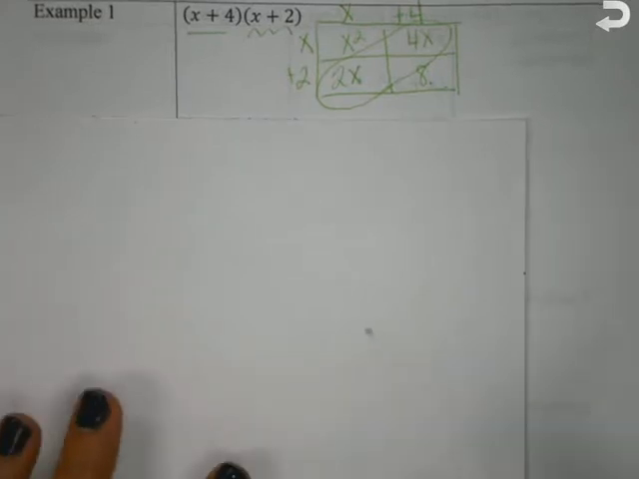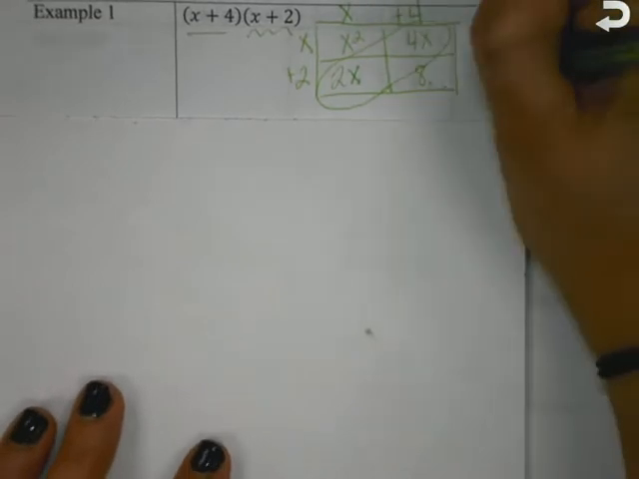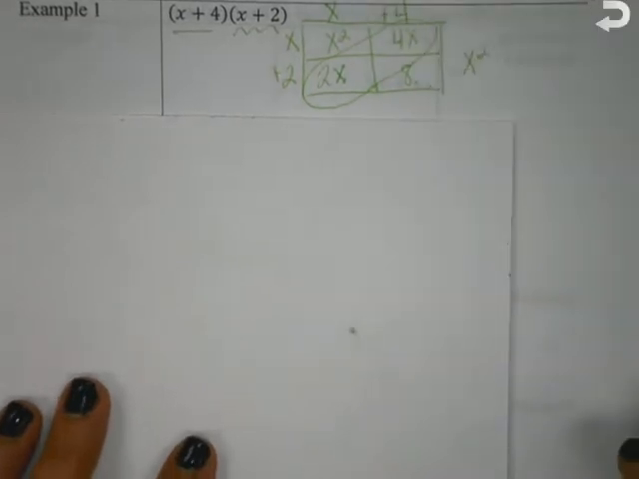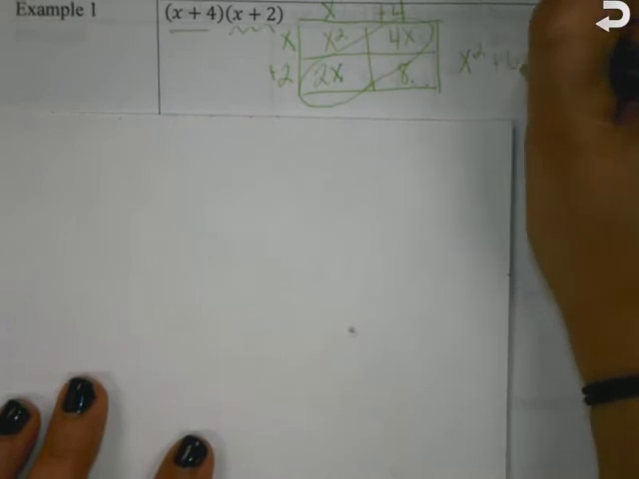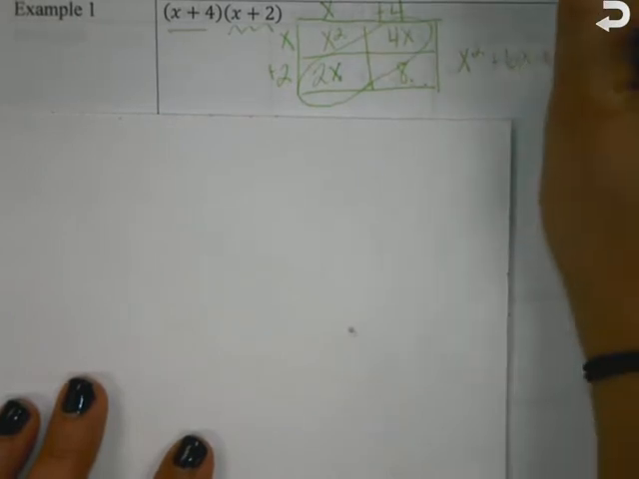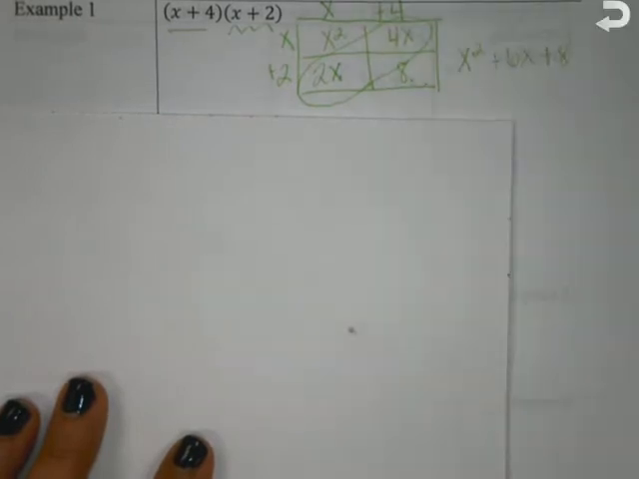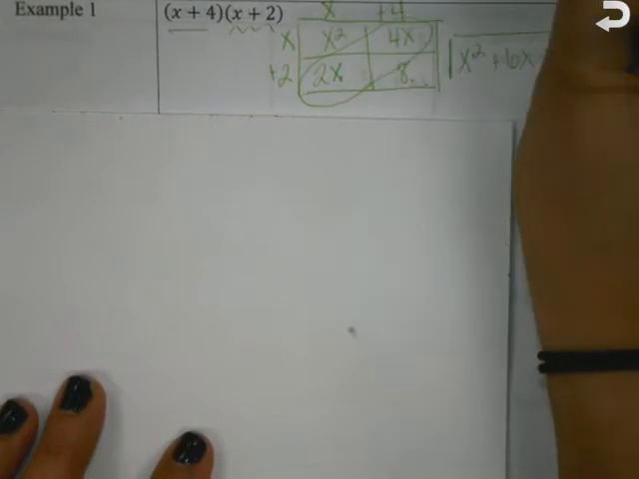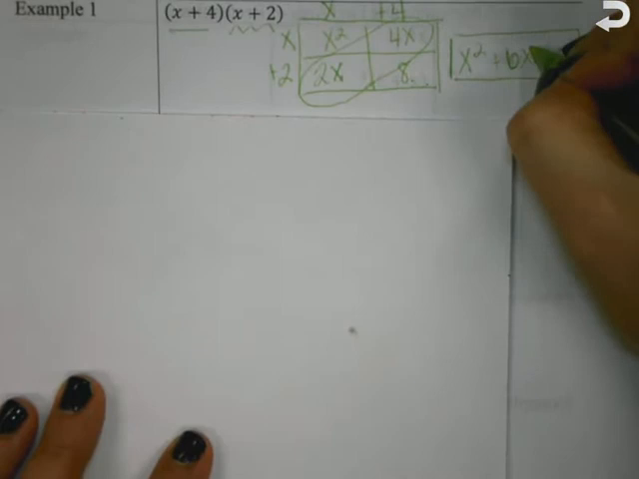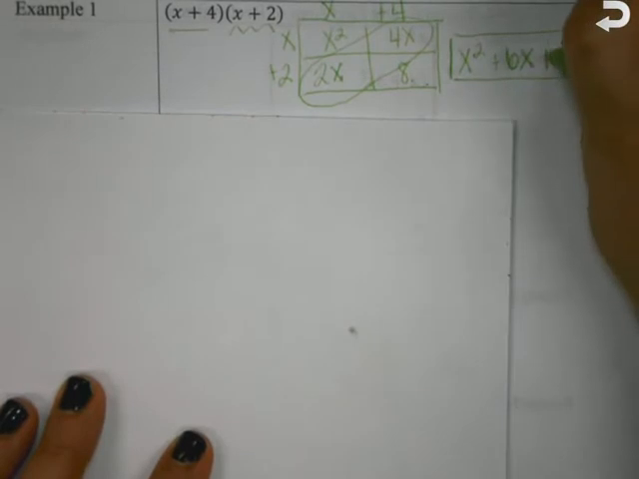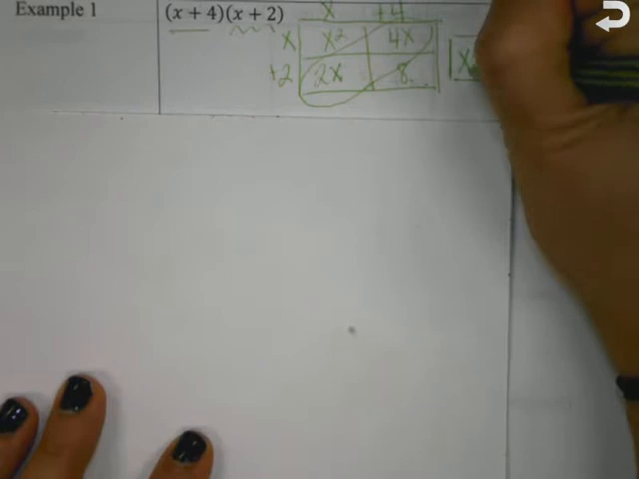X squared. 2x plus 4x gives me plus 6x plus 8. Can I combine like terms anymore? No, so that's your answer. If you used the FOIL method, you would get the exact same answer. So whichever method you use does not make a difference.